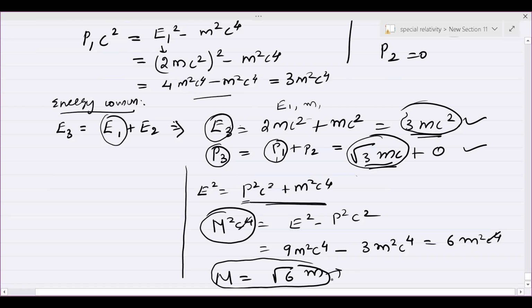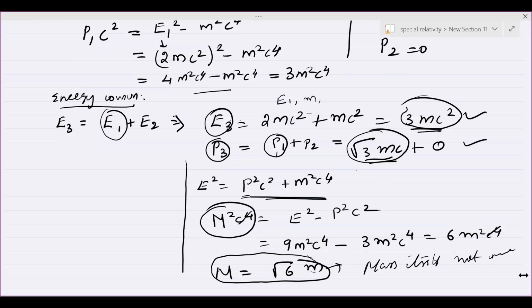All right. So both these particles had mass m. So you see that it's root 6 times m. Okay. So what happens here? You see that it's again greater than one of the masses. So you see that mass itself is not conserved. We again see that mass itself is not conserved, because it can get converted into energy and vice versa.